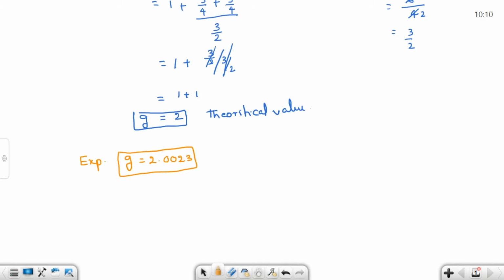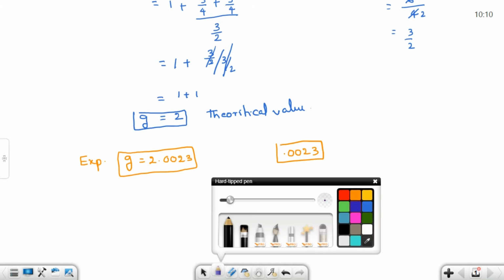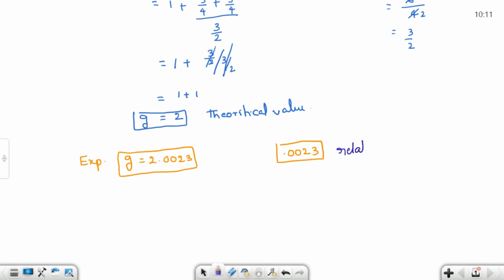2.0023. Sir, here what is 0.0023? What is the difference? Whatever the difference between the theoretical value and the experimental value, the difference is 0.0023. This is called the relativistic constant. So the 0.0023 is called the relativistic constant.